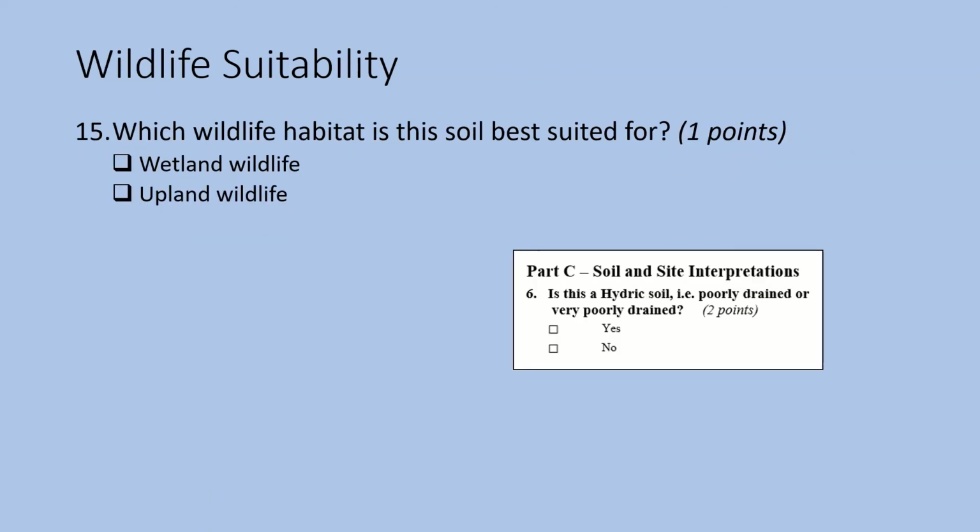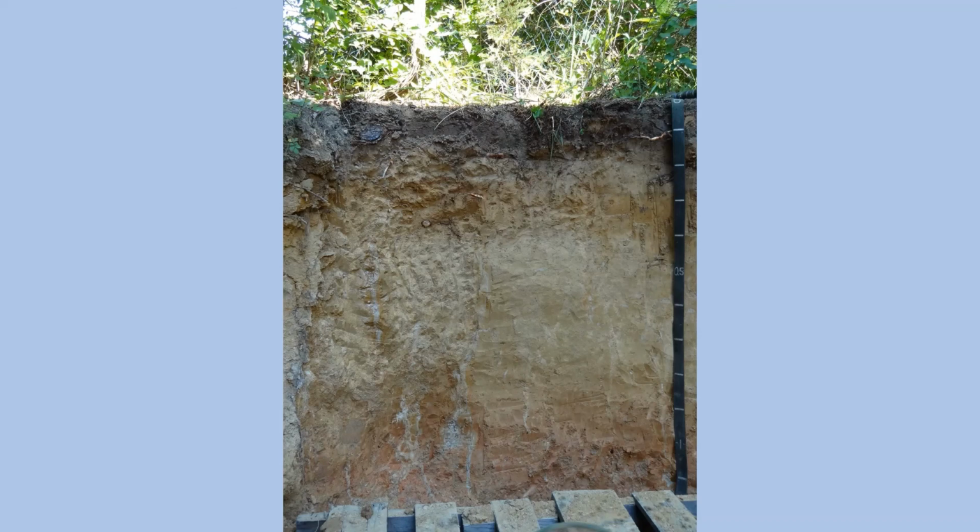Lastly, we have a question about wildlife suitability. So we want you to determine which wildlife habitat the soil is best suited for. Your options are wetland wildlife or upland wildlife. In part C, question 6, we asked you if the soil was a hydric soil or a wetland soil. So if you marked that yes, this is a wetland, it would be most suited for wetland wildlife. Or if you marked that it was not a wetland, then it would be most suited for upland wildlife. That's the end of part C.